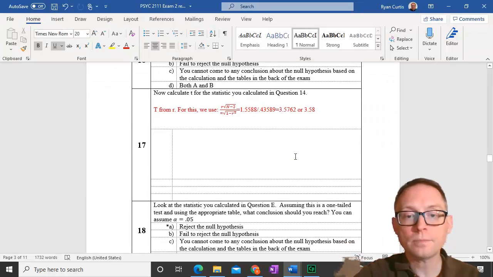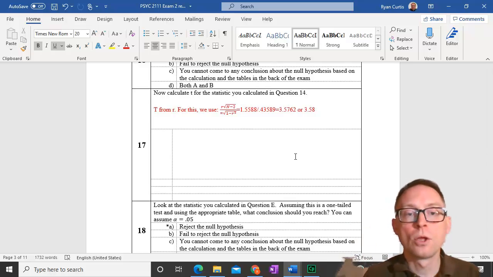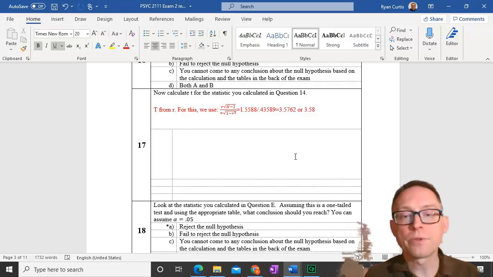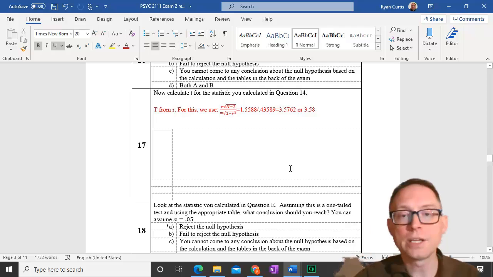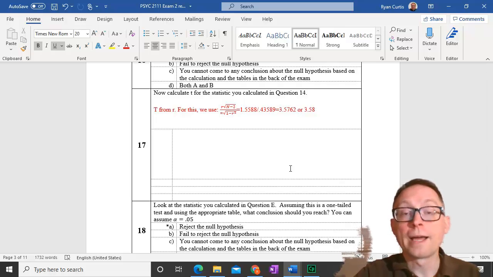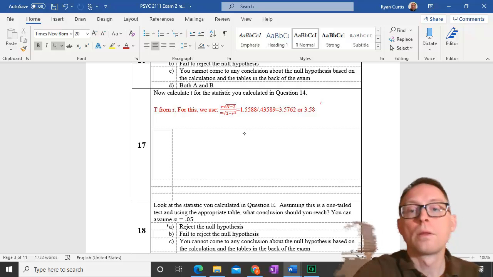Question 17. So I need to calculate the t for the question that I just barely did, right? I need to calculate t for the statistic that I calculated in question 14. Remember that that was 0.90, right? So in order to do this, we would get t from r. We take r times the square root of n minus 2. In this case, r is 0.90.